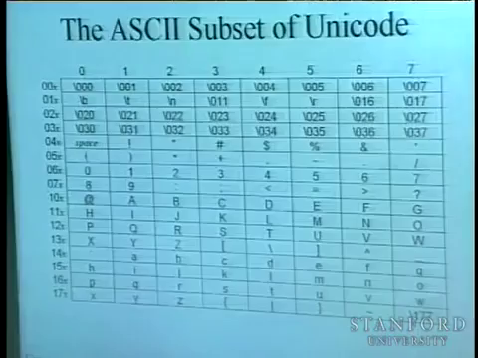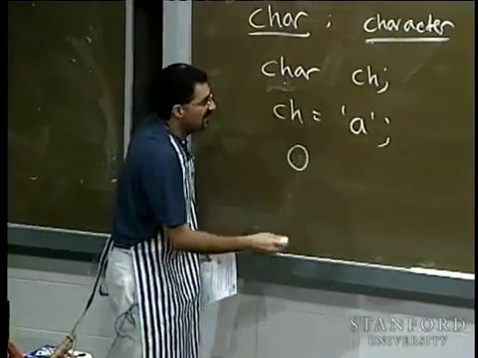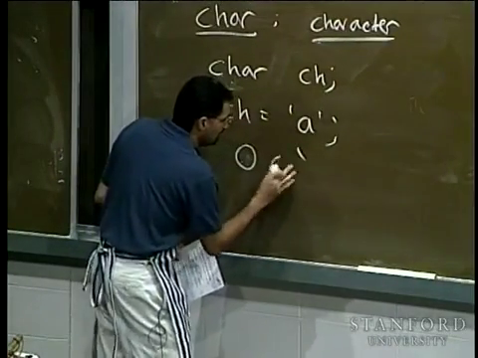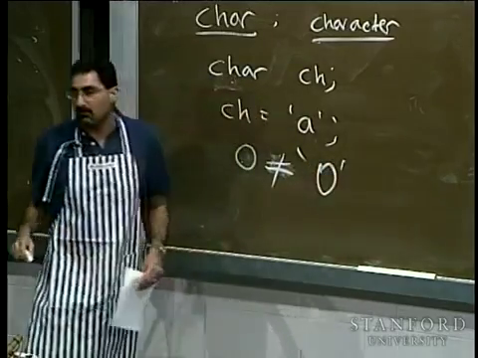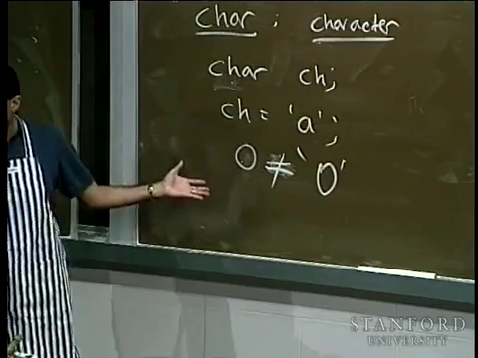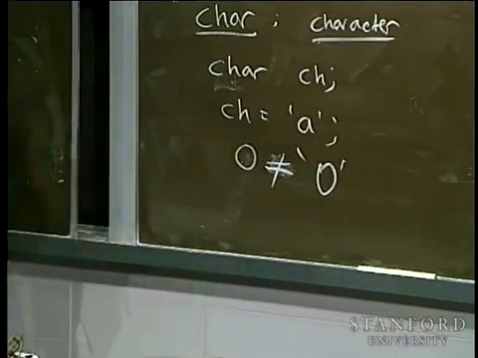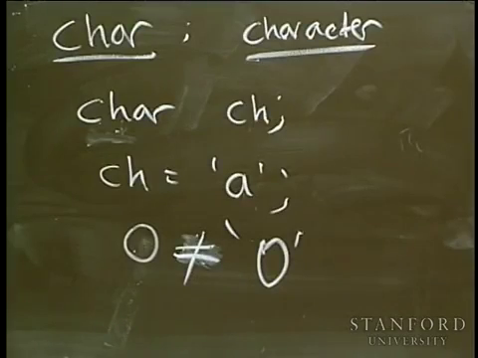So it's important to distinguish that the number 0 that we think of as an integer is not the same thing, so I'll just write not equal like that, as the character 0 when we would put it in single quotes. And that's true for all digits, okay? And this chart you don't need to memorize. You don't need to care about what the actual numbers are.